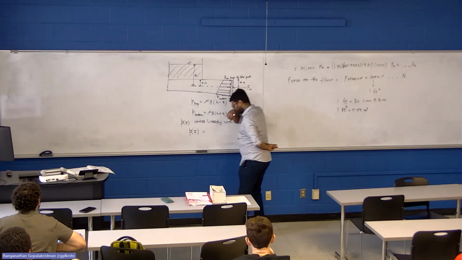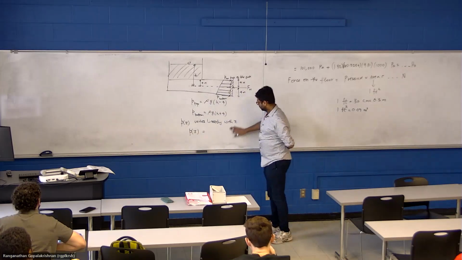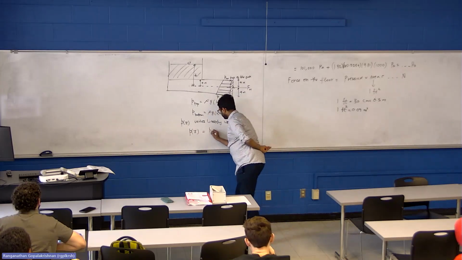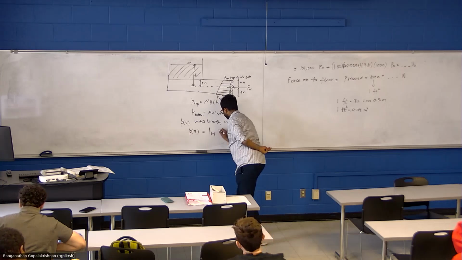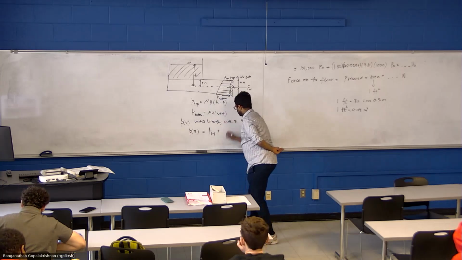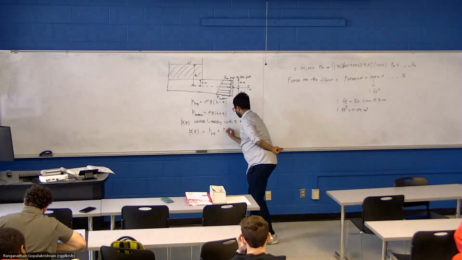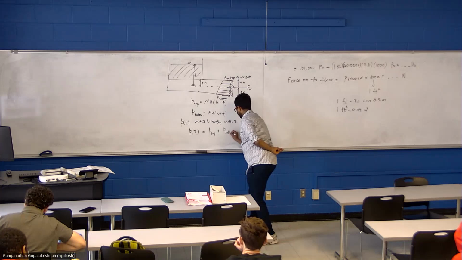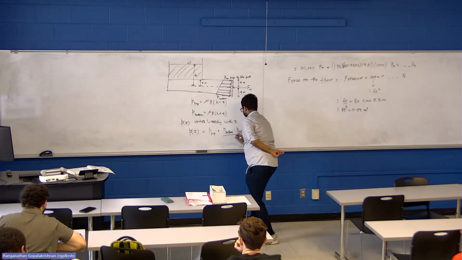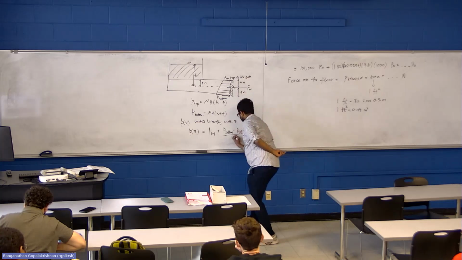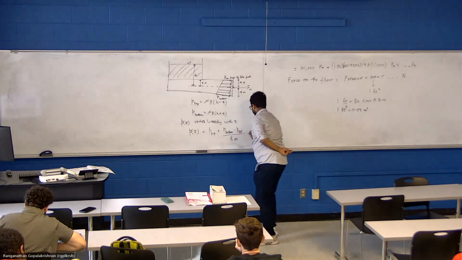It would be P top plus (P bottom minus P top) divided by the height difference between them, which is 8 meters, times z.